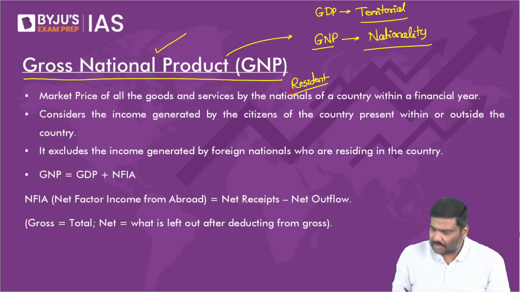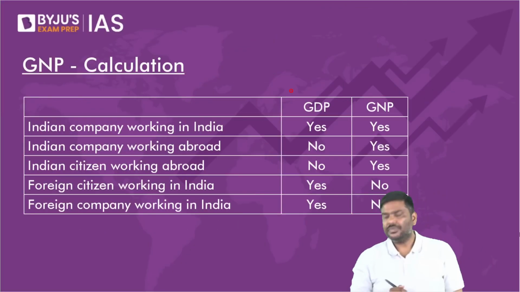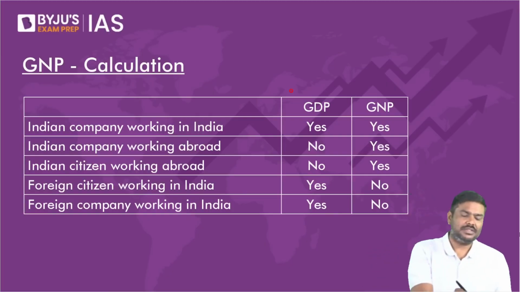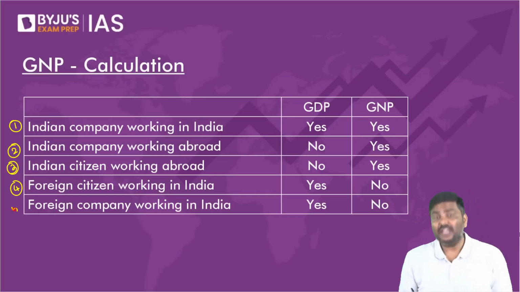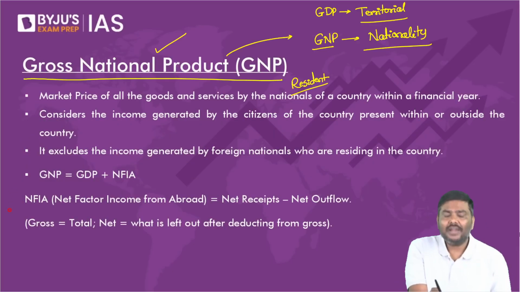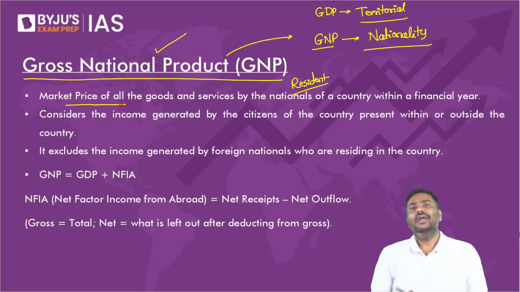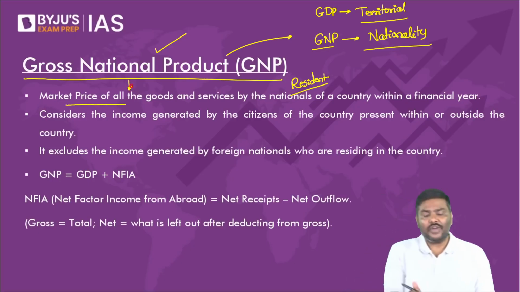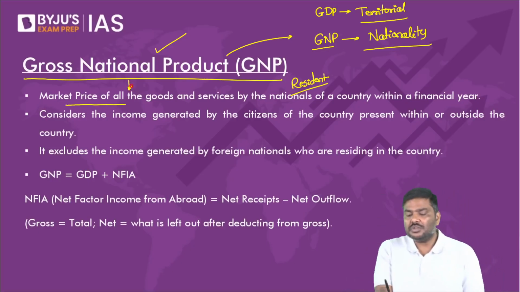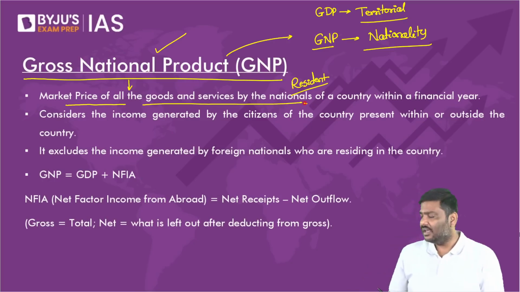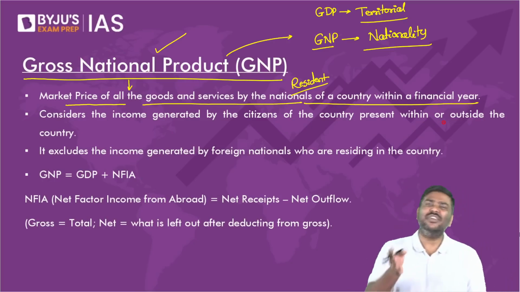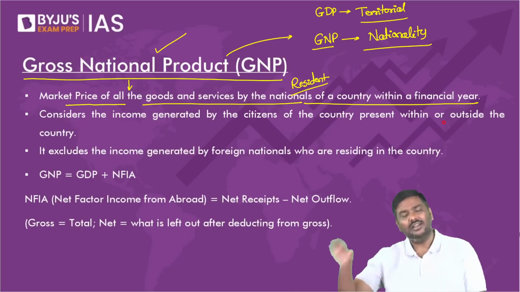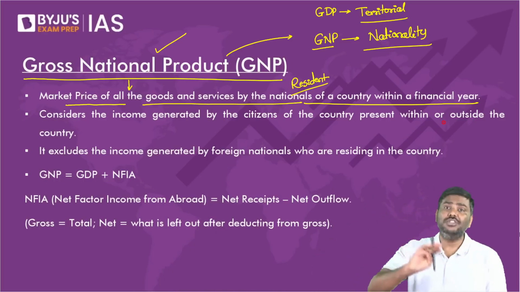Now, what do you mean by this? Let me give you certain examples, 1, 2, 3, 4, and 5. And by the way, many of you ask me for the definition. Definition is here. Gross national product is the market price of all the final goods and services produced by the nationals of a country within a financial year. Whether they are producing these goods and services within India or outside India does not matter. It is counted as a part of GNP.